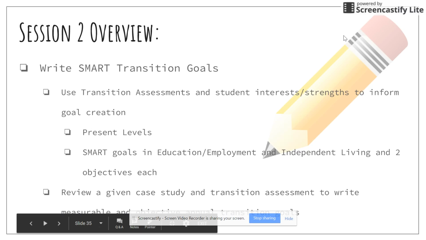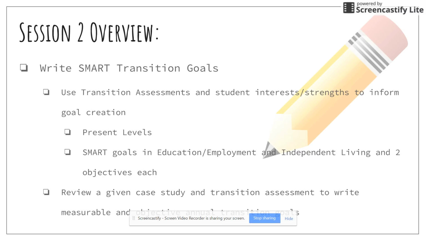Session 2, Overview. In this session, you will learn to write SMART transition goals. To do that, you will use transition assessments in student interests and strengths to inform goal creation.